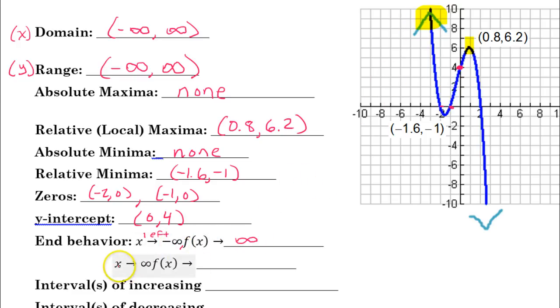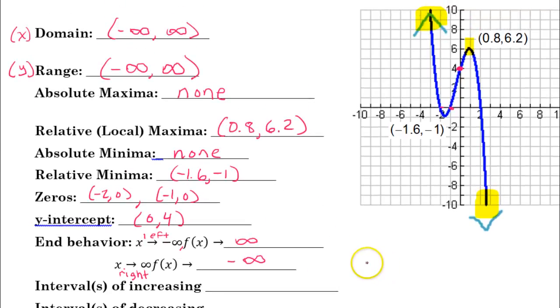Now this part means as x approaches positive infinity, that's a fancy way of saying as we go to the right. So now we're looking at this end of the graph. All right, so as we approach this end of the graph, the function is going down. So that's why we'll finish off with a negative infinity. Okay, on the left it rises, positive infinity. On the right it falls, negative infinity.